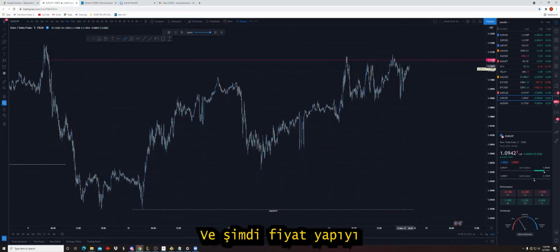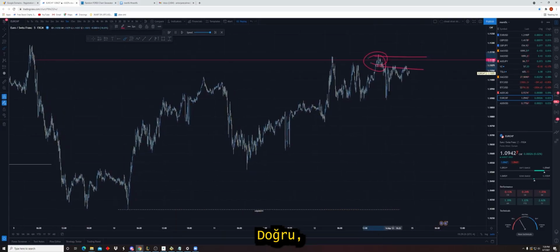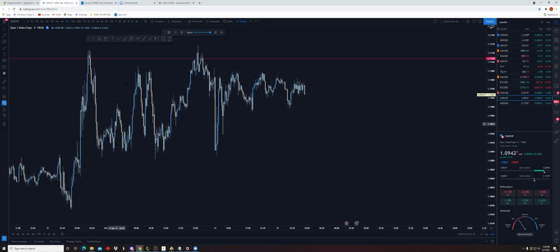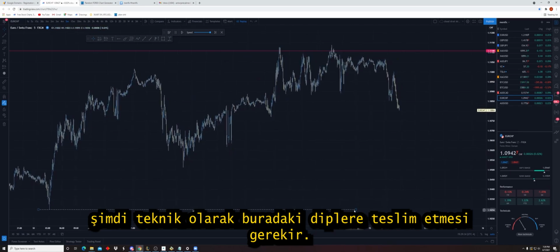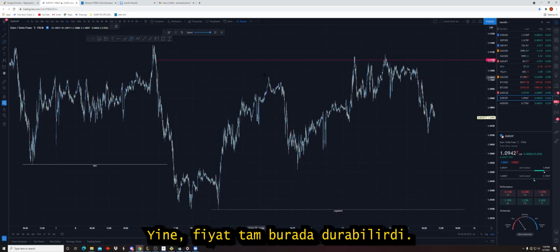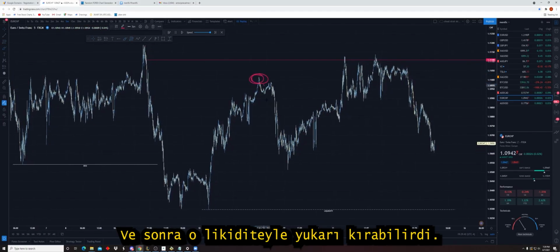And now as price begins to break down in structure, you can look for the sells inside of here off of the Wyckoffs, right? Which you'll learn about in section 3. Sorry if you cannot see price that well, but there's a few entries that you can get off here off MetaFX blocks that now should technically deliver to the lows found here, right? Now, again, price could have stopped right here, and then broken down to that liquidity.